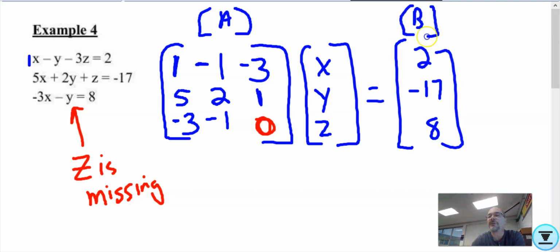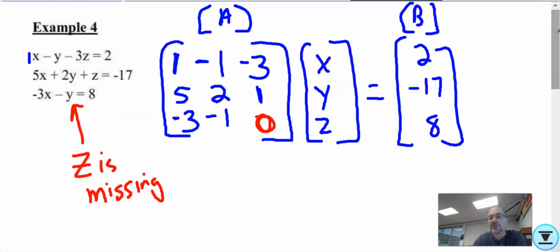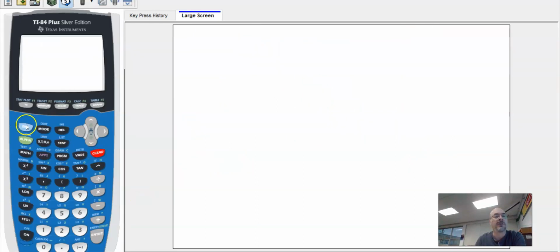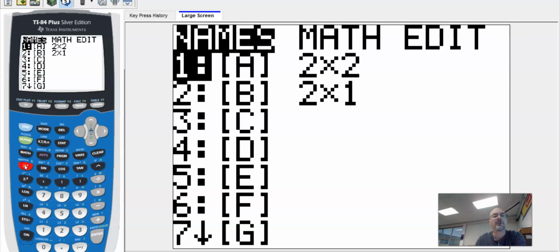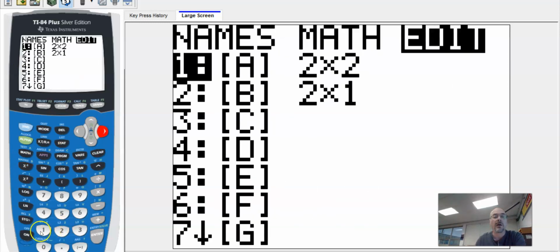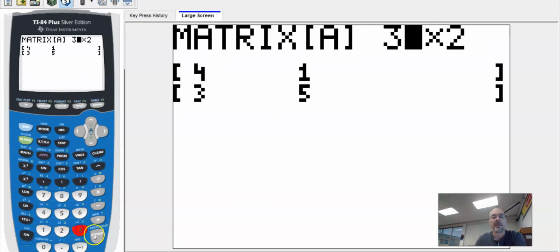Okay, nothing different here except our matrix is a little bit bigger. Okay, this is a 3 by 3, 3 rows, 3 columns. This one is a 3 by 1. All right, so I have to change my dimension size. Here we go. So again, I'm going to go ahead and clear that since we're done with that. I'm going to go back to the matrix. I'm going to go back to edit, pick number 1. Now, 3 by 3.